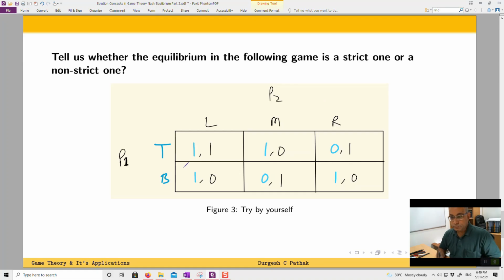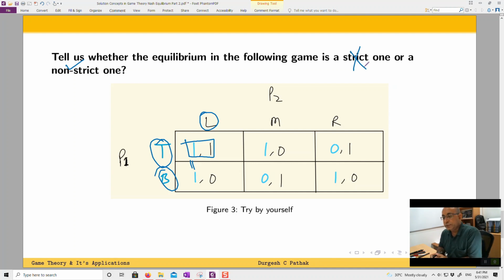So see, first we need to find, do we have a Nash equilibrium here? Yes, we have. We have a Nash equilibrium in the form of TL, because here deviation is not profitable. For every other pair, deviation is profitable. Now see, when player 2 is playing L, player 1 is indifferent between playing T and B because he gets the same payoff from both these actions. So this is a non-strict Nash equilibrium, right? We say this is a non-strict one rather than a strict one.